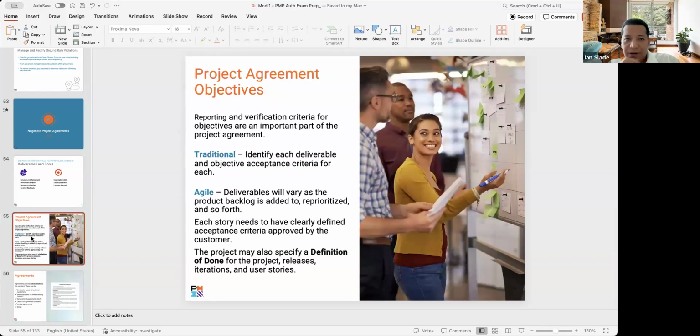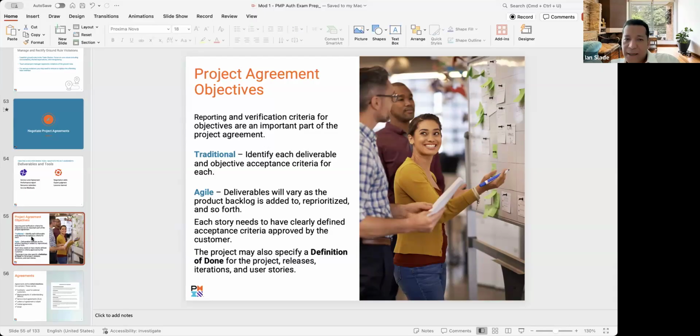Okay, project agreement objectives. We'll talk about this more when we get to quality management, but there are different criteria when you're looking at projects. There's the criteria that's on the requirements, that's quality. And there's a criteria based on the stakeholders, and that's more stakeholder management.